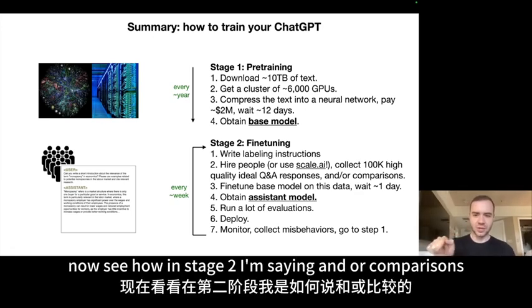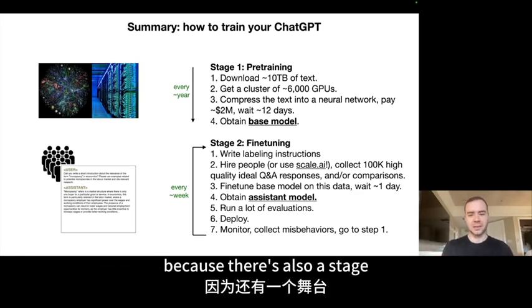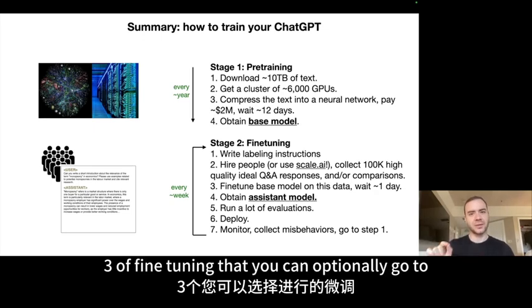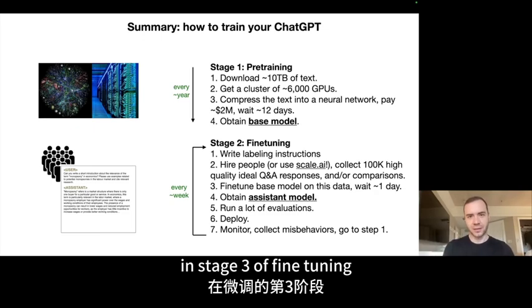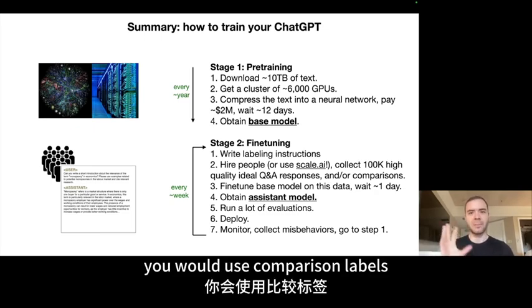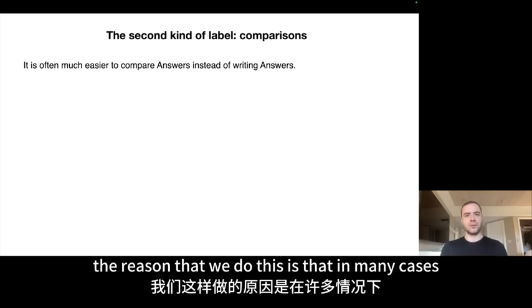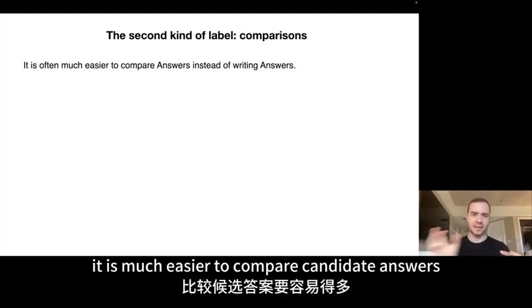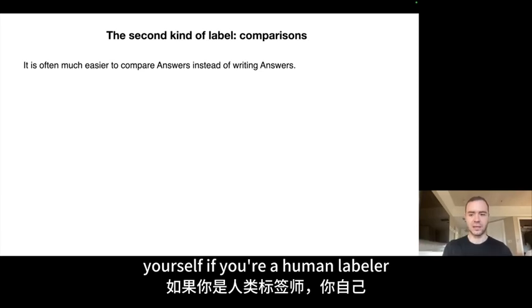Now see how in stage 2 I'm saying "and/or comparisons"? I would like to briefly double click on that, because there's also a stage 3 of fine-tuning that you can optionally go to or continue to. In stage 3 of fine-tuning, you would use comparison labels. So let me show you what this looks like. The reason that we do this is that in many cases, it is much easier to compare candidate answers than to write an answer yourself if you're a human labeler.